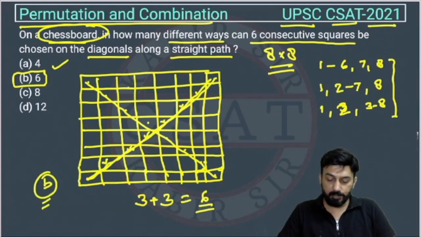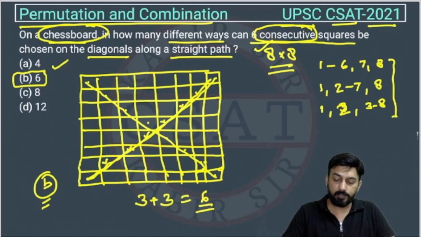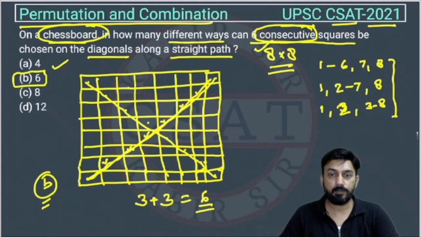So the main concern here is that we should know we are choosing squares consecutively. This is very important. Consecutive squares we have to consider, so there is no other possibility. The answer is option B.